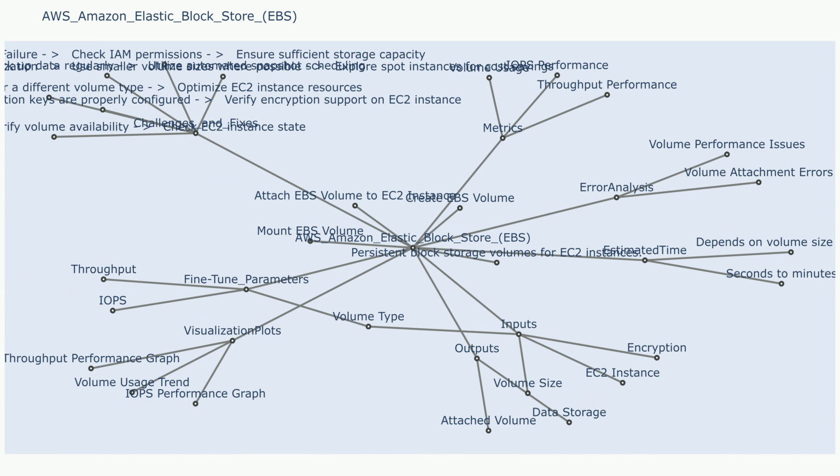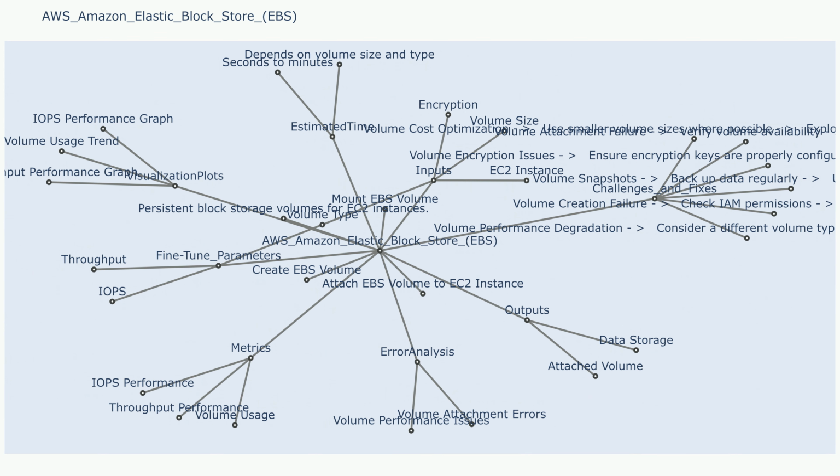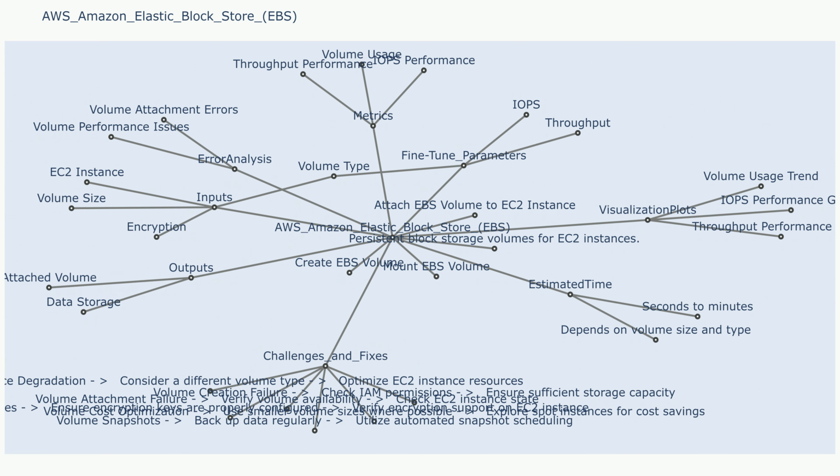Volume size and provisioned IOPS, if applicable. Purpose: to determine the storage capacity and performance capabilities of the EBS volume. Explanation: the size of your EBS volume dictates the amount of data it can store. For certain volume types, you can provision IOPS (input/output operations per second) to meet specific application requirements.